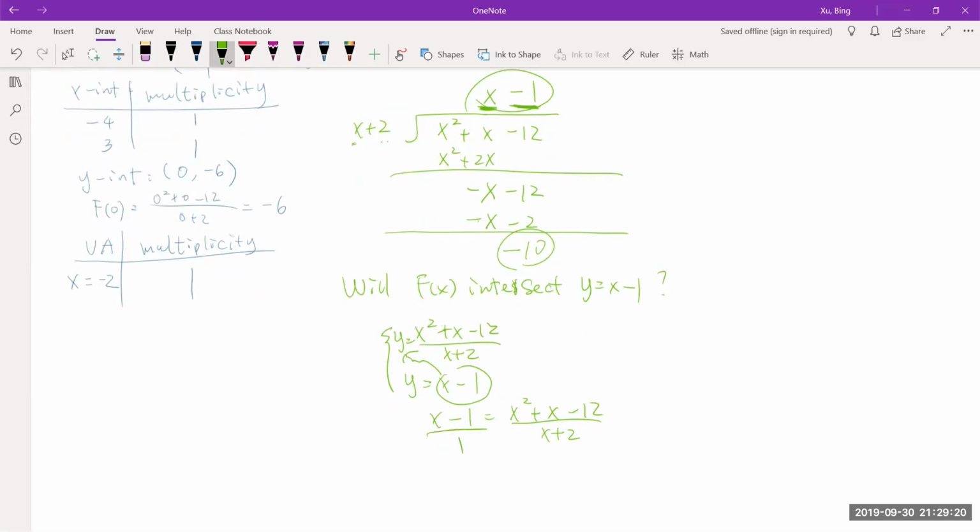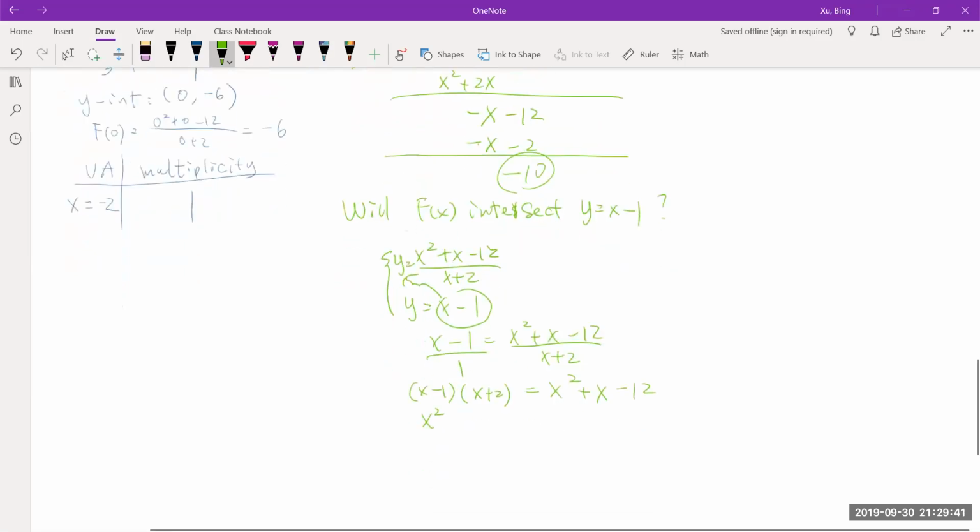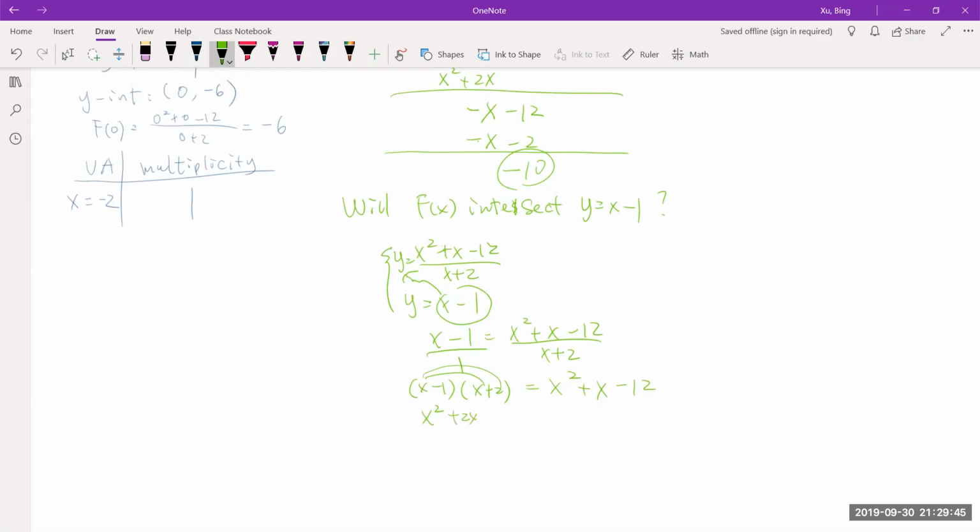To solve this one, it doesn't seem that bad. Cross multiply: x minus 1 times x plus 2 equals x squared plus x minus 12. Let me expand the left side by double distribution or FOIL. x squared, 2x, minus x, and minus 2. Simplify: x squared plus x minus 2 equals x squared plus x minus 12. You can see x squared and x squared cancel on both sides, and x and x cancel on both sides. On the left side, what's left is -2. On the right side, what's left is -12. This is obviously false, so the system doesn't have a solution.